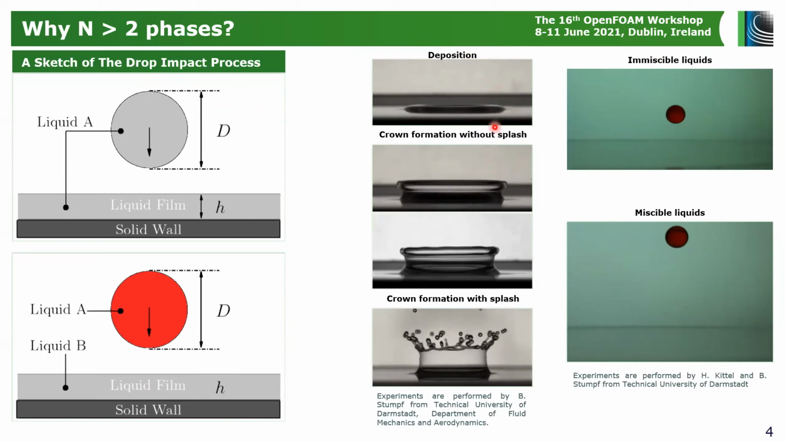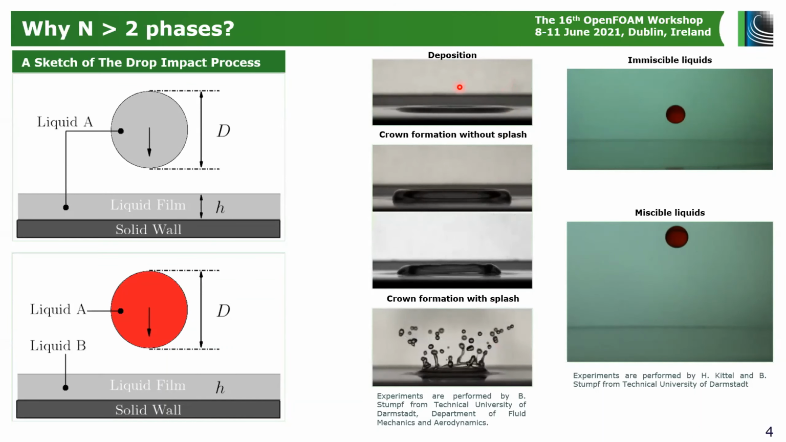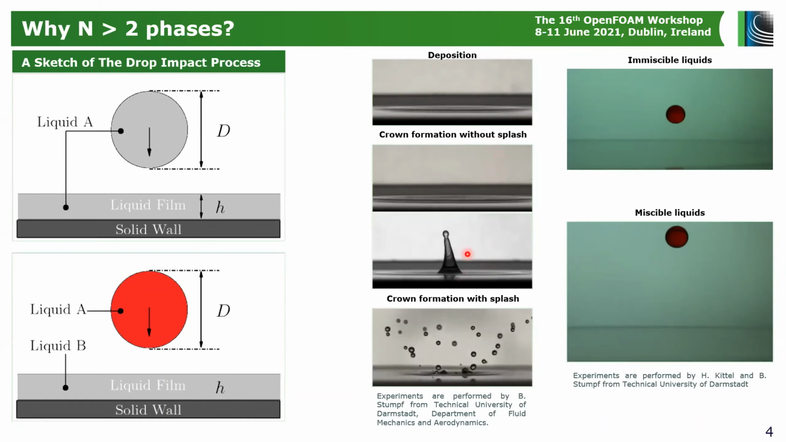crown forming and the dynamics is totally different. We have deposition, we have crown formation without generation of secondary droplets. In this case, we have a central jet, and in the last case, we have a crown formation with formation of secondary droplets.